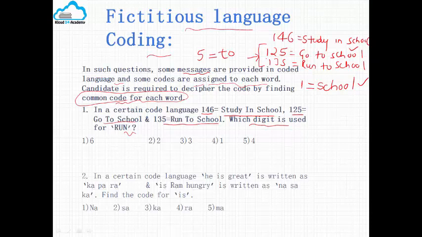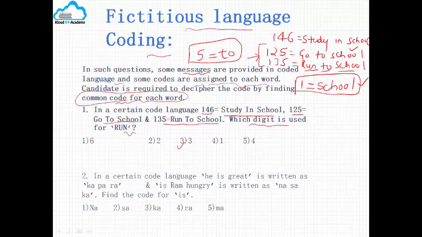I repeat. Between 125 and 135, which number is common? 1 we have already picked. So we are left with 25 and 35. 5 is common. So we have picked 5 and out of go to and run to, because school has already been picked, to is common. So 5 is to. 1 was school. So in 135, 5 is to, 3 is I don't know, 1 is school. So 3 is run. So run is 3. I hope it was clear to you.